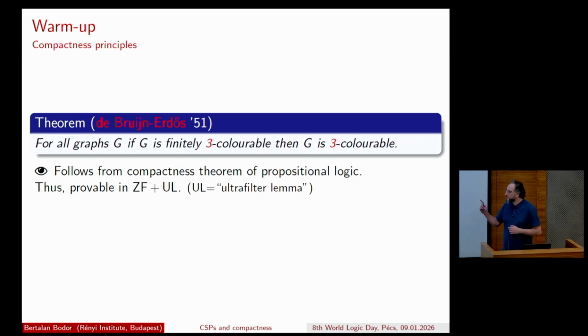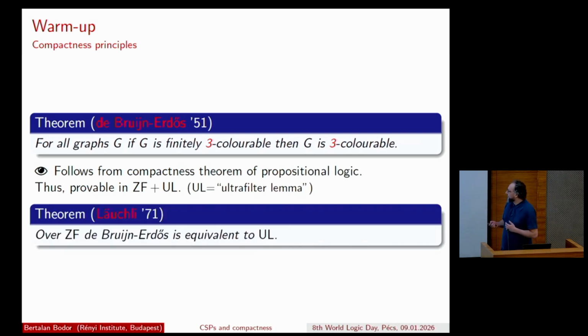Actually, not quite, right? It turns out the ultrafilter principle, the ultrafilter lemma, is already enough to prove this. The ultrafilter principle says that every filter on your set can be extended to an ultrafilter. This is known to be strictly weaker than the axiom of choice, but it's still quite strong. Right, and a few decades later, it was proved by Loś that you can reverse this. So over ZF, this Erdős–De Bruijn theorem and the ultrafilter principle are equivalent.